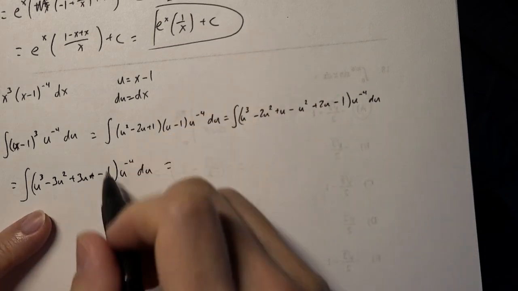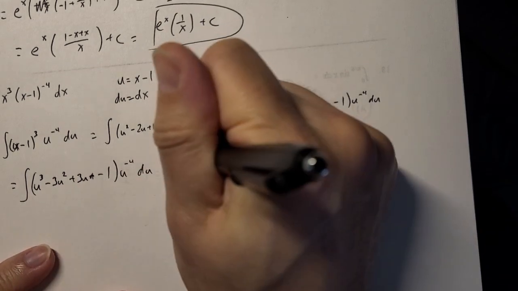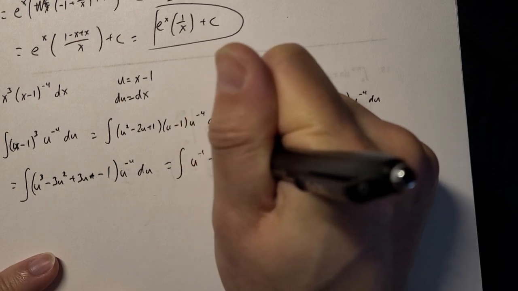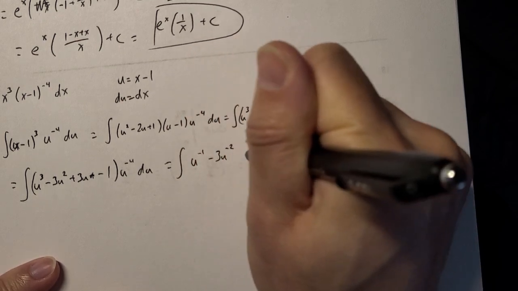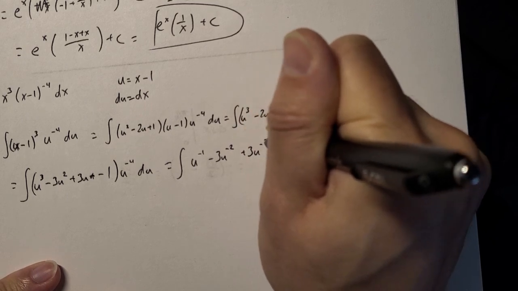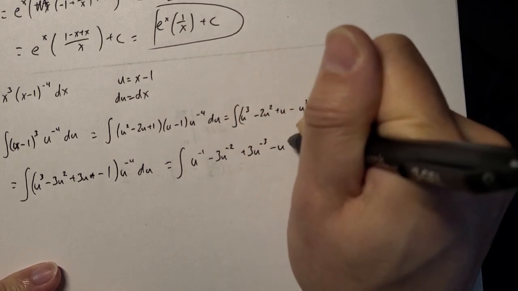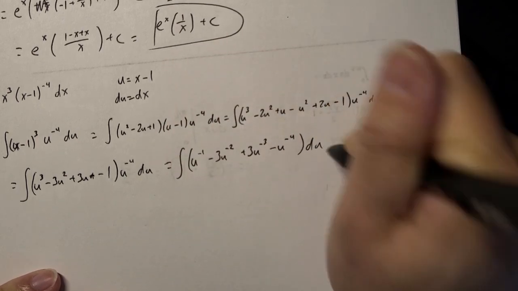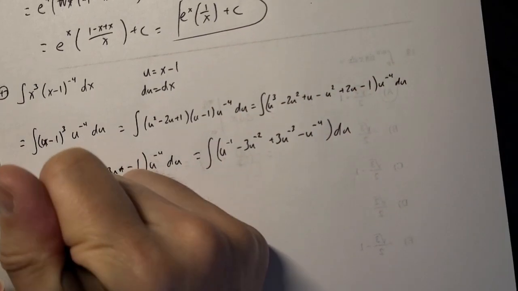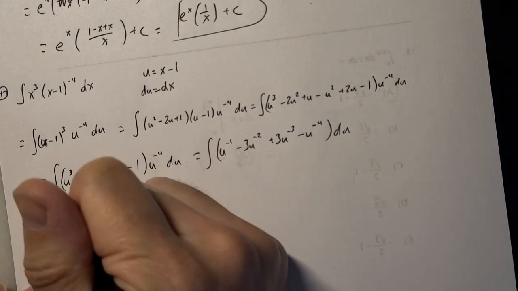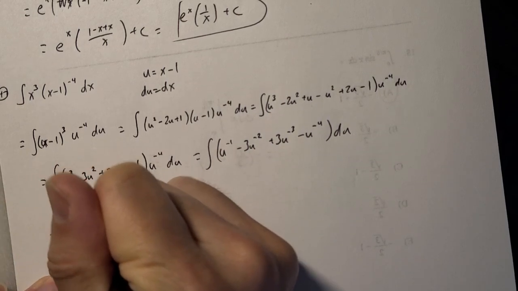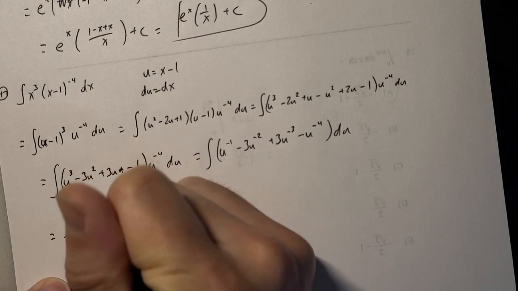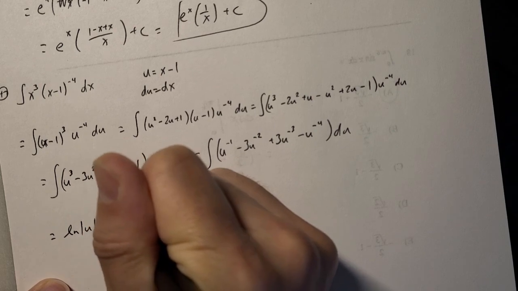Okay, so now let's distribute this u to the minus 4 to all the terms. So it'll be u to the minus 1 plus 3u to the minus 2 plus 3u to the minus 3 plus u to the minus 4 du. This is all power rule now. So it'll be, this is just log, right? Log of u plus 3u to the minus 1.